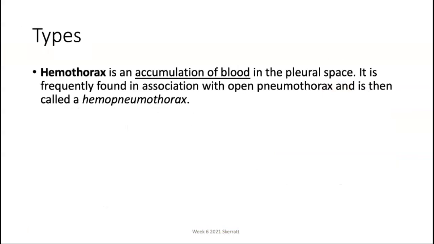Hemothorax is accumulation of blood in the pleural space, and it's frequently associated with an open pneumothorax, so a gunshot or stab wound, or a surgical thoracotomy. It could be an accumulation of both air and blood and is sometimes called a hemopneumothorax.